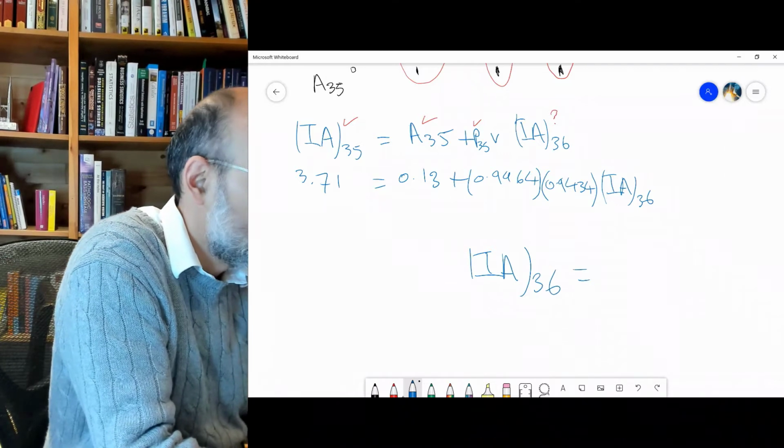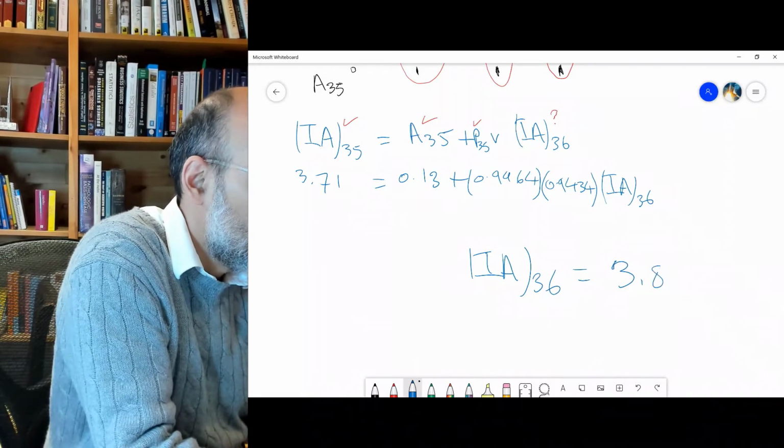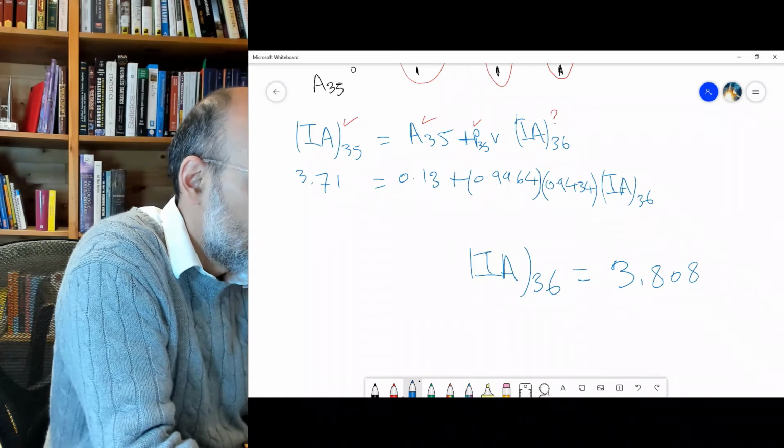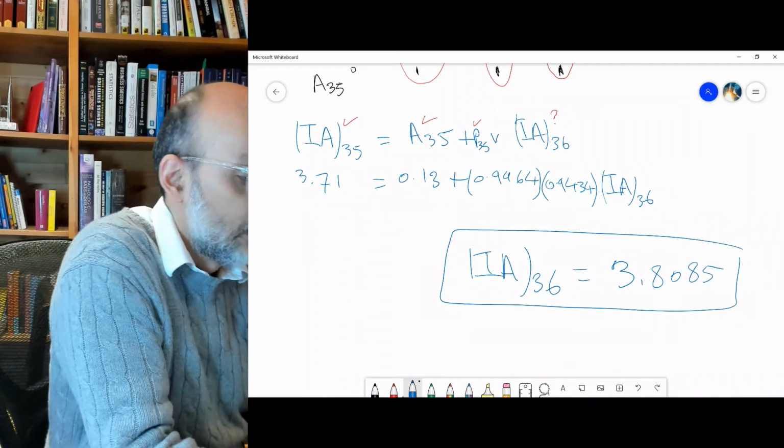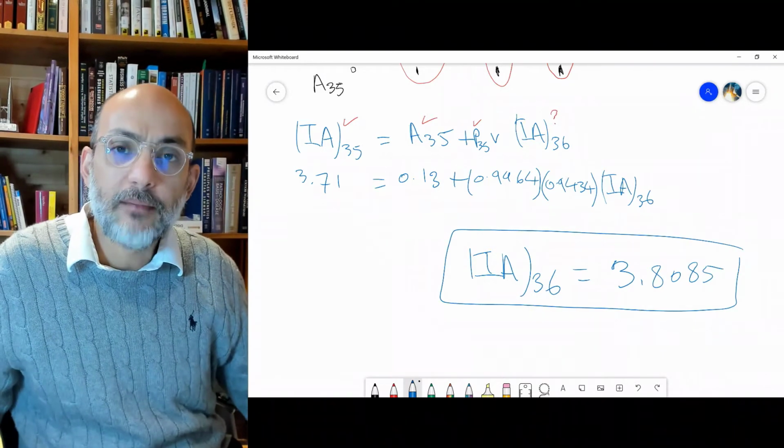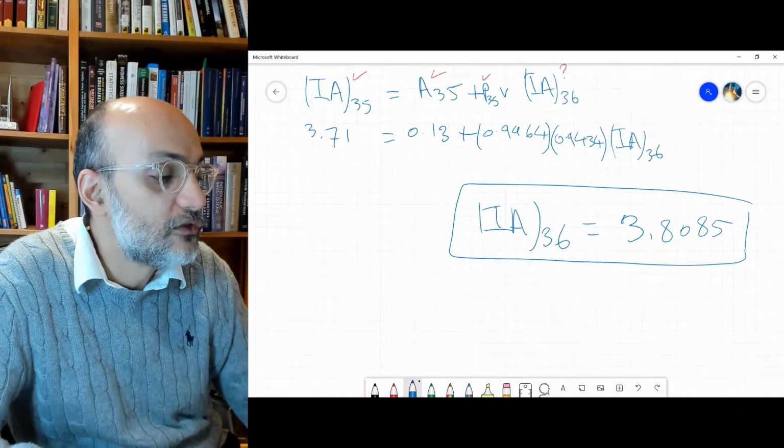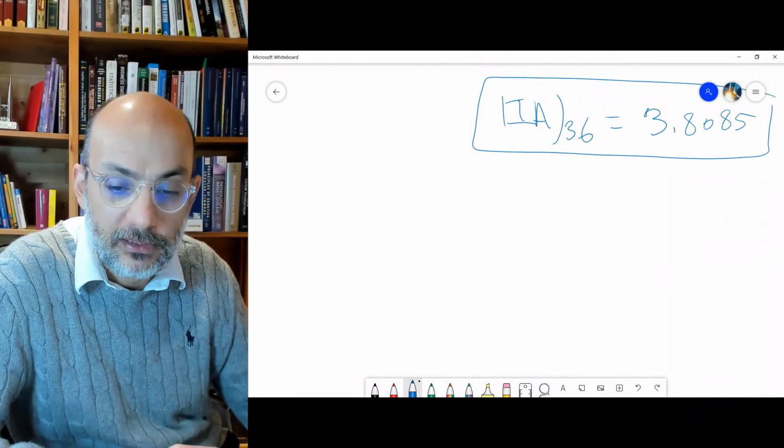So if you do the calculation, A36, what I got is 0.38085. Easy question, doesn't take lots of time. The trick for it is to visualize it. Once you visualize it, it becomes clearer.